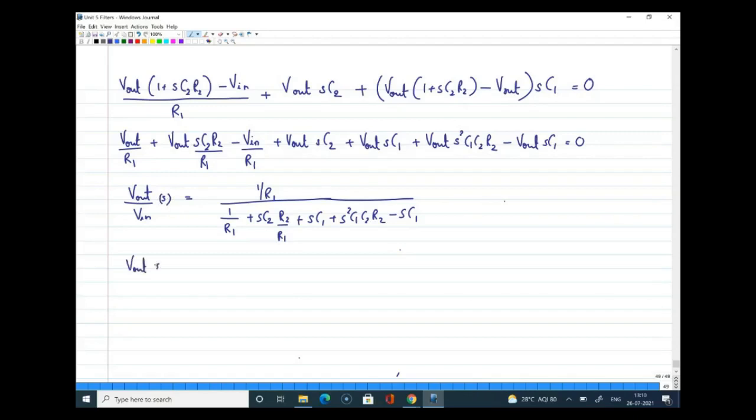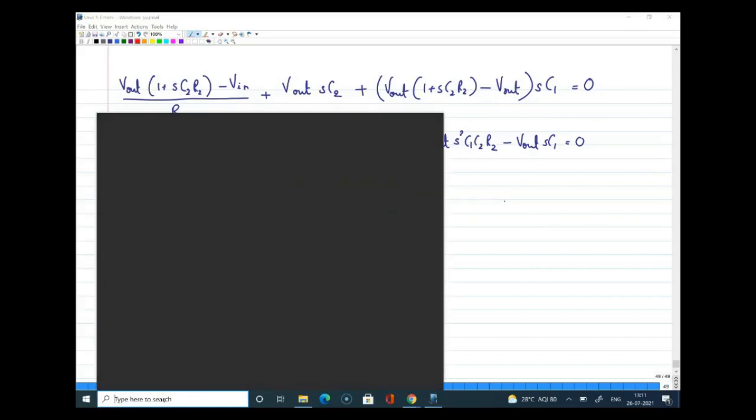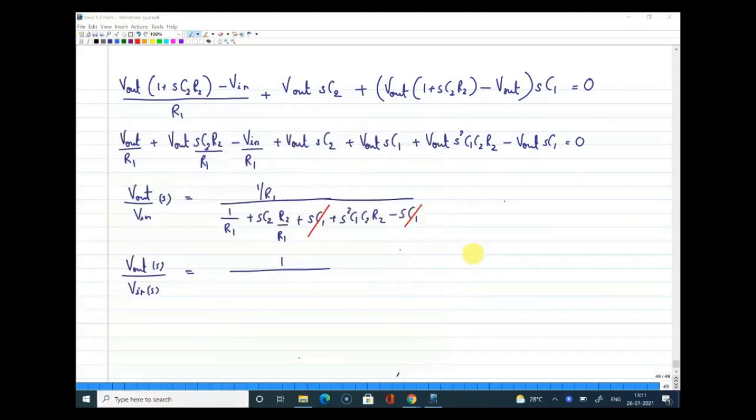Whenever we write a transfer function, we'll have specific forms to write. If I take all the R1 also to the denominator, you will see that one term can get cancelled because this is SC1 and this is minus SC1. Then you have remaining 1, 2, 3 and 4 terms. Did I miss any term here? I think 1 by R1 is from here. Yeah, so this 1 by R1 is basically from here.